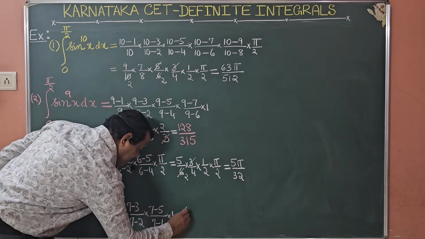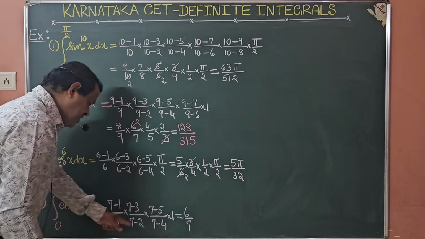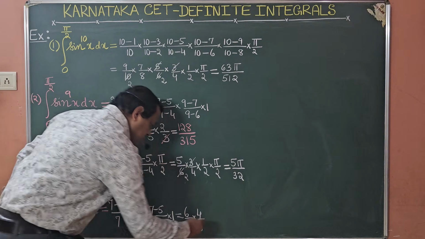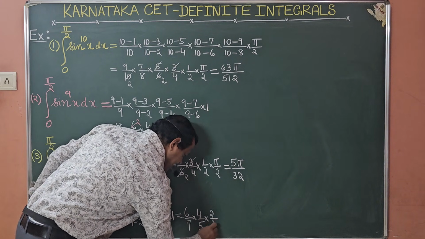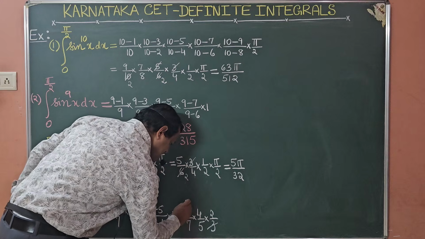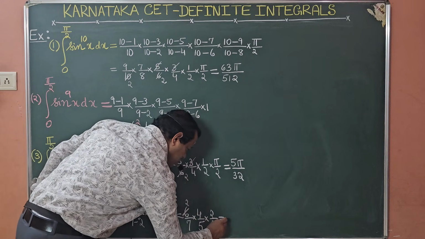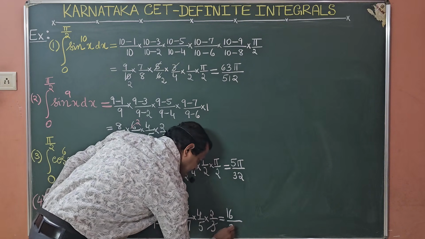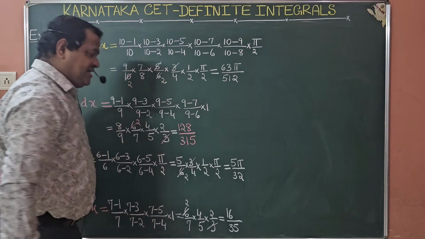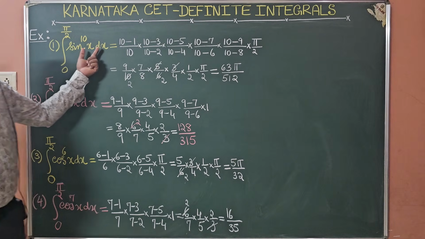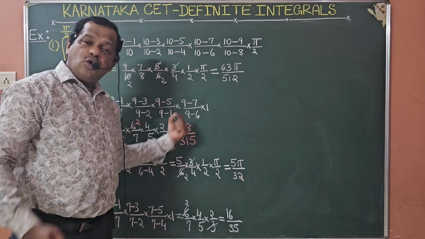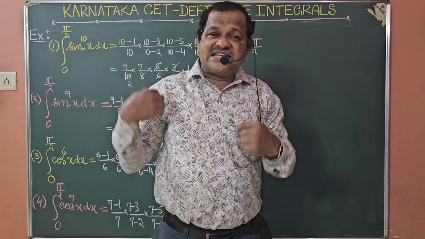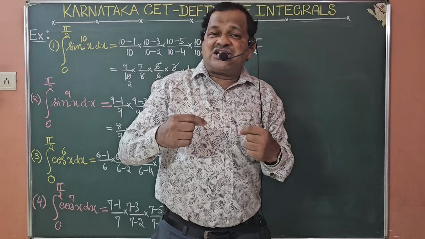Therefore this ratio becomes 6 by 7 into 4 by 5, 4 by 5. This into 2 by 3. Hence, 3 goes here in 6 twice. 2 into 4, 8 into 2, 16 divided by 7 into 5, 35. So, 16 by 35 is the answer. So, I have given one example each to each of the reduction formulae. I hope with this example, you have understood the reduction formula.